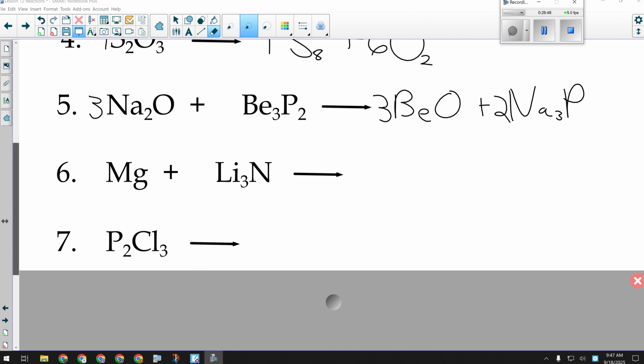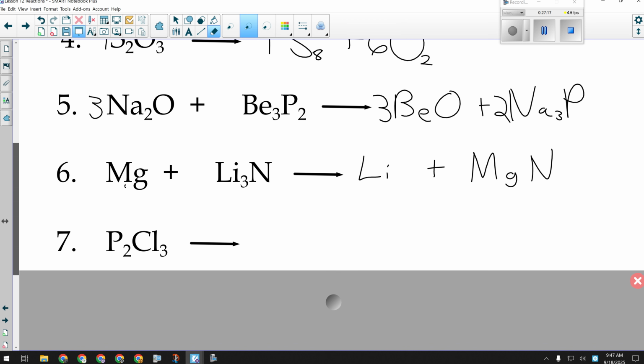So in number 6, I have magnesium by itself, so element reacting with lithium nitride ionic compound. What kind of reaction are we looking at? Single replacement. Okay. In a single replacement reaction, the pattern is that the element swaps out the part of the ionic compound it's like. Magnesium is a metal, so who's going to wind up alone? Lithium. All right, lithium's alone. Magnesium is going to be with nitrogen, according to the pattern.